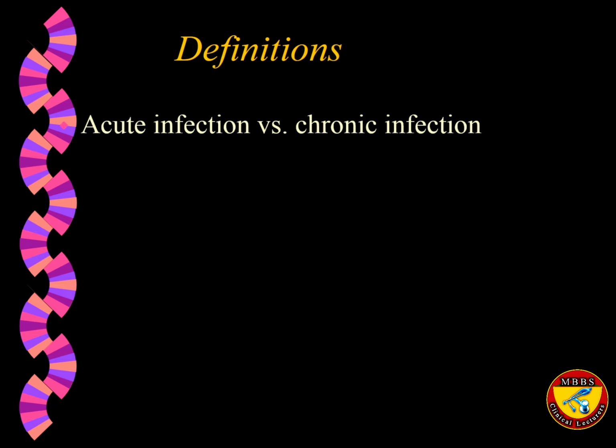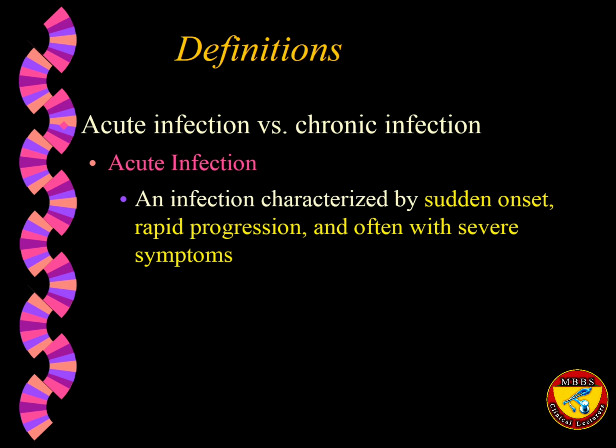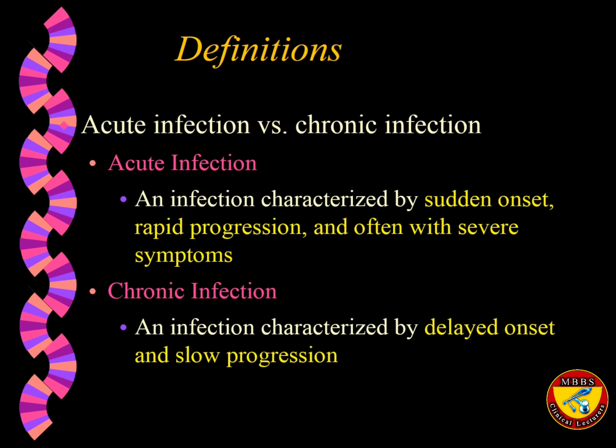Okay, there are certain terms we use: acute infection and chronic infection. What is the difference between them? Acute infection is an infection which is characterized by sudden onset, rapid progression, and often with severe symptoms. On the other hand, chronic infection is an infection which is characterized by delayed onset and slow progression.